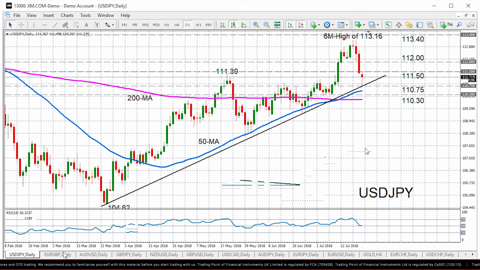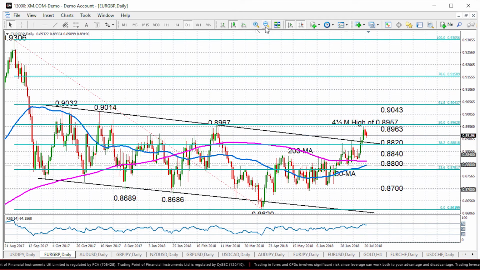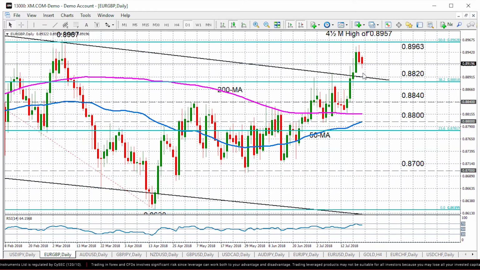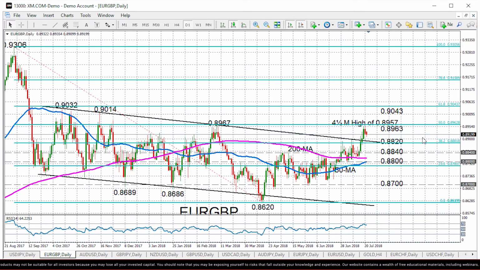Let's now turn to euro-pound, because prices did manage to break above that slightly downward sloping channel which had been in place since October of 2017. Prices having broken above that level didn't manage to reach the key resistance area, which is the 50% Fibonacci retracement of the down leg from 0.9306 to 0.8620.